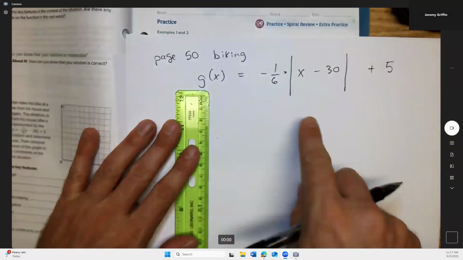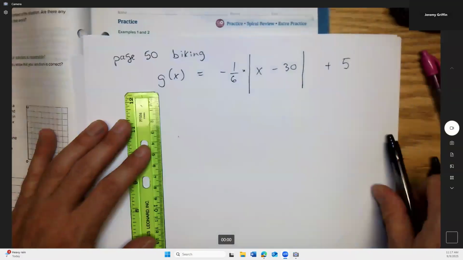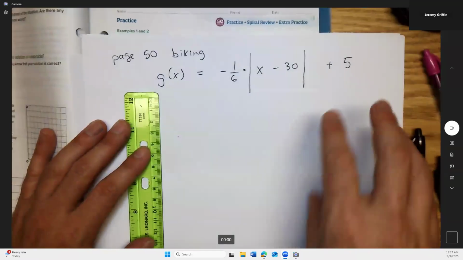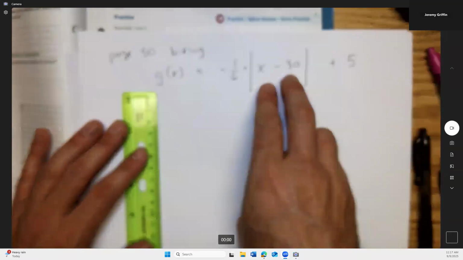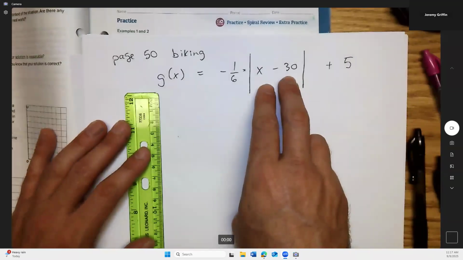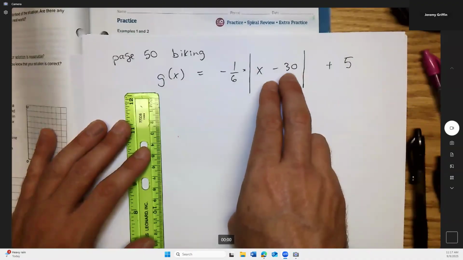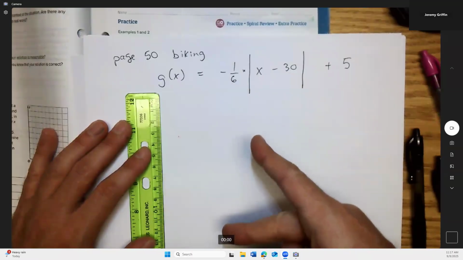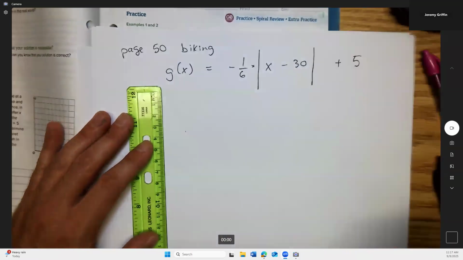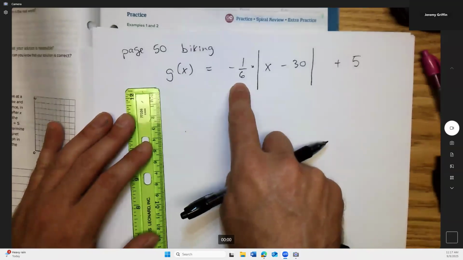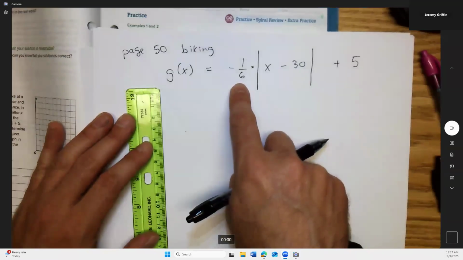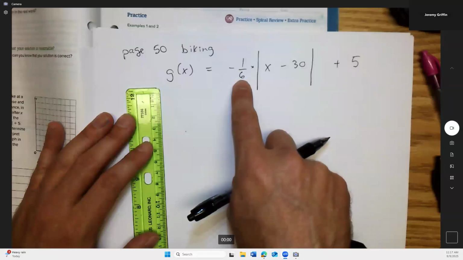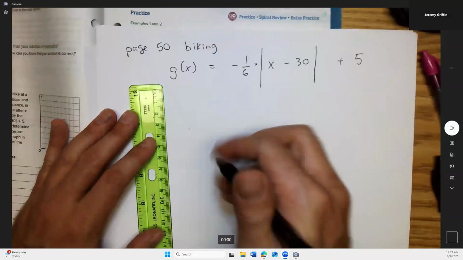Because in terms of transformations, the plus 5, you shift the whole thing up 5. What does the minus 30 mean to do? Right. Yeah, right 30. Guys, this is right 30. And then -1/6 flips the whole thing upside down, makes it really shallow. Right. Yeah, slope of 1/6. Yeah, on the positive. Okay. It'd be negated. Okay. So it's going to be upside down v, 30 to the right, and 5 up.